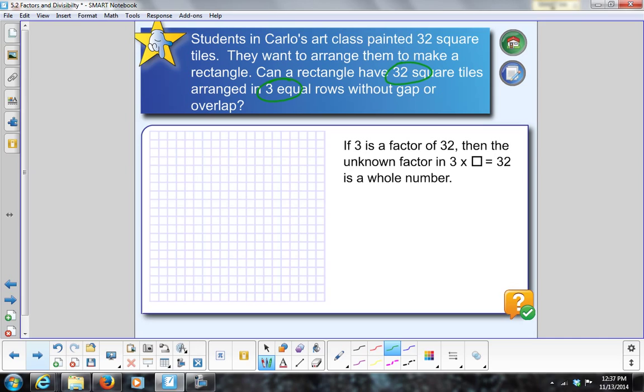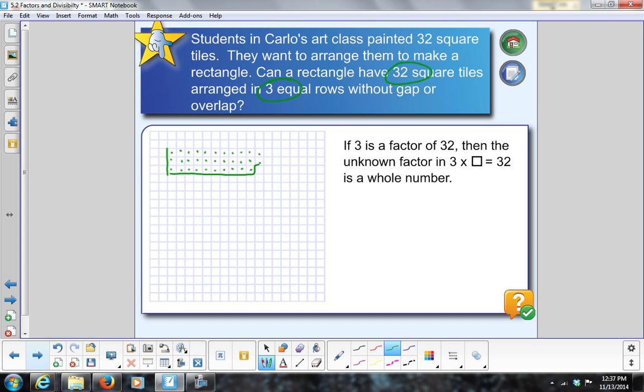So the best way to do that, if you don't know what to do with the division, is just draw the pictures. Okay, so I have 3 equal rows. That's 1, 2, 3 equal rows. And then I need 32. So I'm just going to count threes, groups of 3, until I get to 32. So it'll be 1, 2, 3, 4, 5, 6, 7, 8, 9, 10, 11, 12, 13, 14, 15, 16, 17, 18, 19, 20, 21, 22, 23, 24, 25, 26, 27, 28, 29, 30, 31, 32.